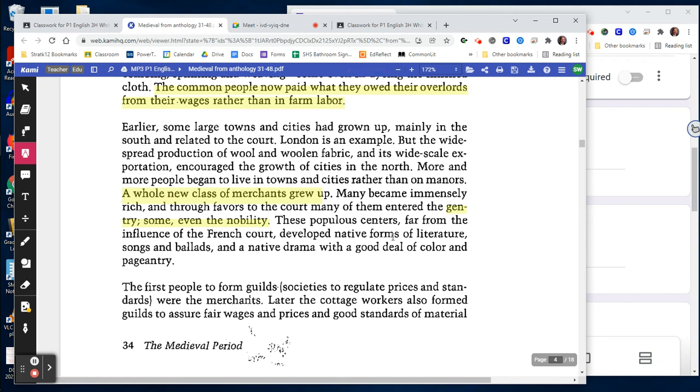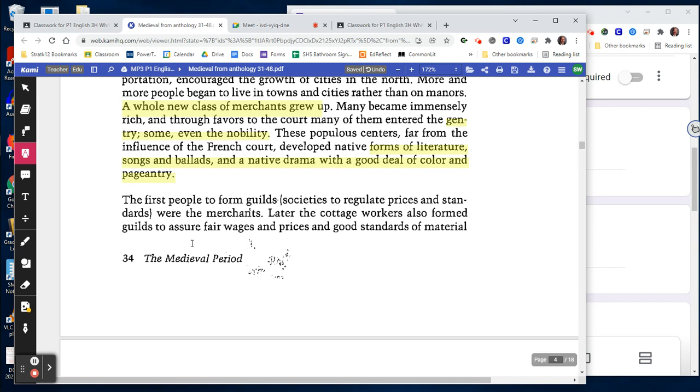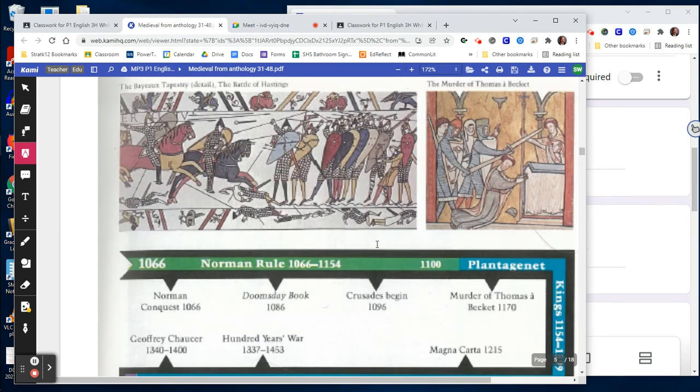These populous centers, far from the influence of the French court, developed native forms of literature, songs, and ballads, and native drama with a good deal of color and pageantry. And of course, since this is English class, we're going to be interested in what kind of literature came out of this. The first people to form guilds, societies to regulate prices and standards, were the merchants. Later, the cottage workers also formed guilds to assure fair wages and prices and good standards of material.